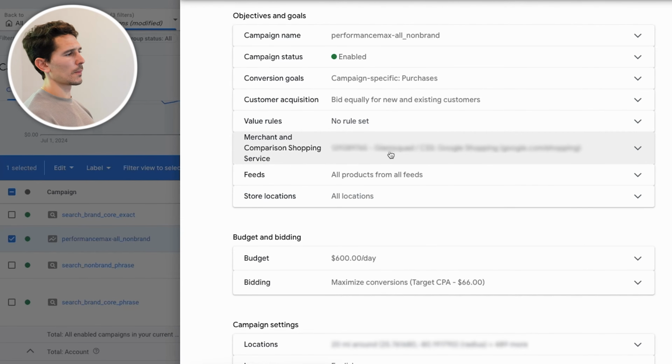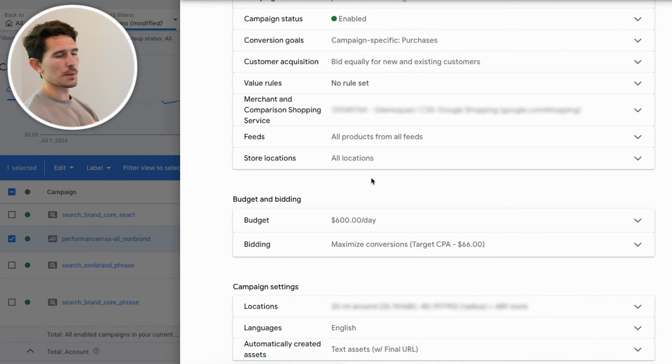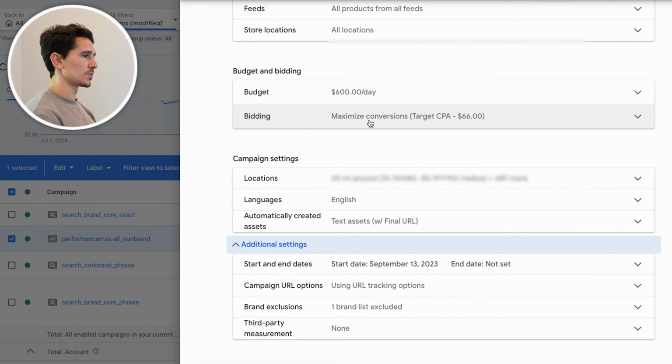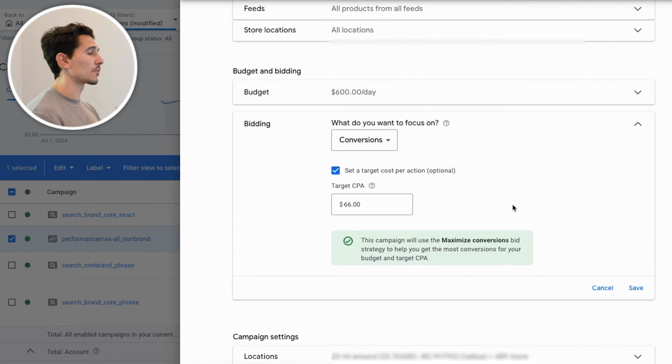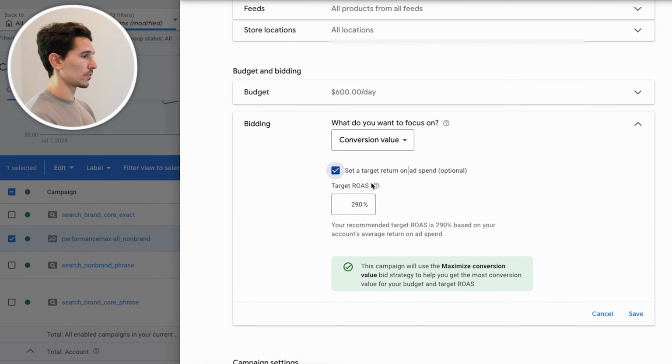So moving down, we're setting up our merchant center feed. We're using all products from all feeds. Very important here. We're just allowing everything to get pushed in. In terms of our budget, this is set based on the client's preference, but we're spending about $600 per day. And then we have our maximize conversions bidding strategy with a target cost per acquisition. This could vary. In your case, it's going to depend. If you're a business that has 1 or 2 products, target CPA is usually an ideal setup because it's very easy to predict. Now, if you have varying product prices and different average order values, then I'd actually focus on conversion value and I'd set a target return on ad spend here.